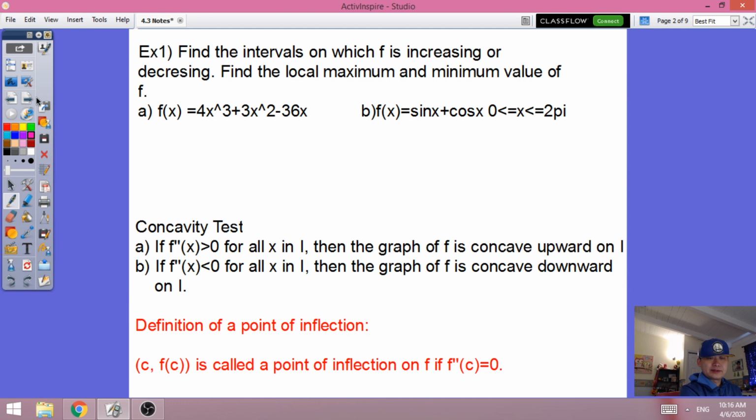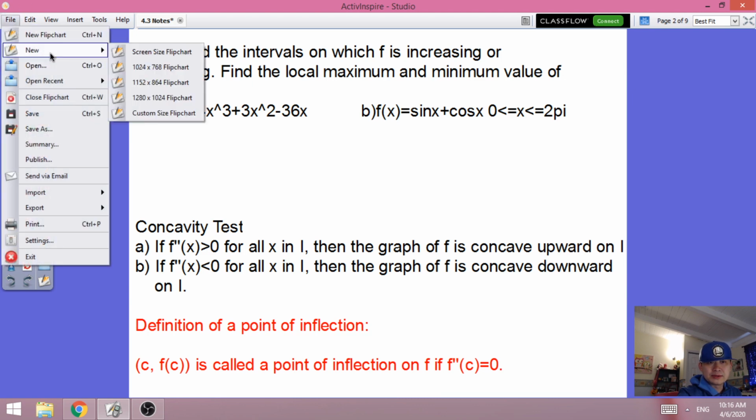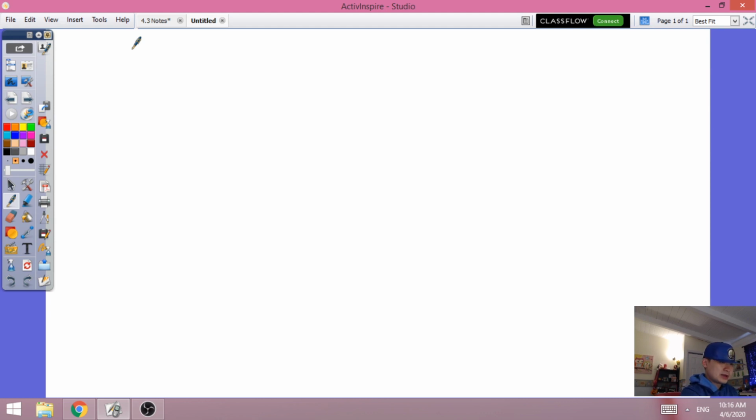We have f of x, a cubic trinomial: 4x to the power of 3 plus 3x squared minus 36x. We're going to put it on the next slide because I need more space. Okay, new slide. For this one, f of x equals 4x to the power of 3 plus 3x squared minus 36x.